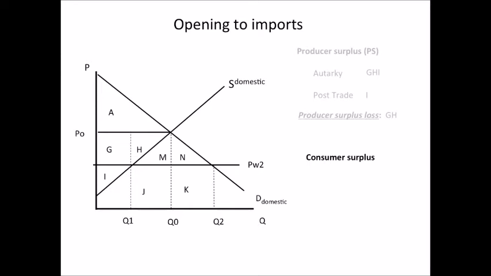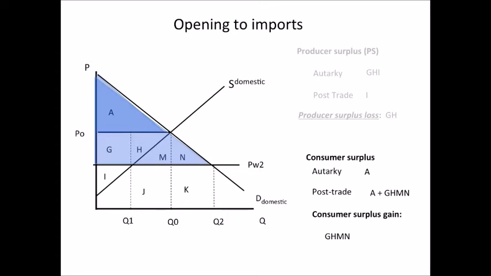Consumer surplus in autarky is area A. Again, if that's not clear to you, go back and look at the earlier consumer surplus video. At price P0, you've got consumer surplus of A. Once trade occurs and the price falls, you'll have an expansion of consumer surplus to the area A, G, H, M, N. So an increase in consumer surplus as consumers benefit from the lower prices. So you have a consumer surplus gain of G, H, M, N.